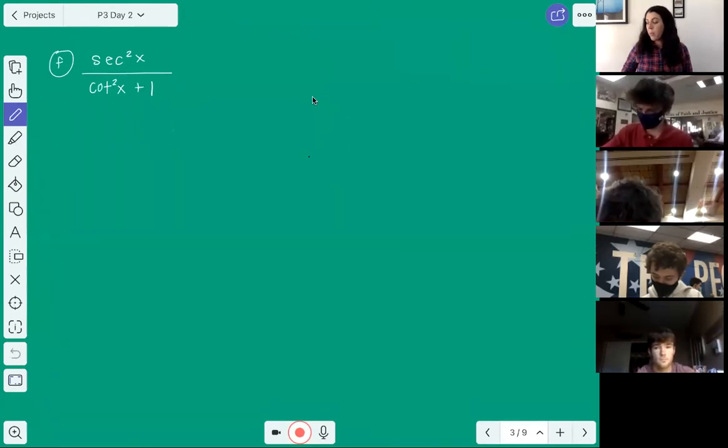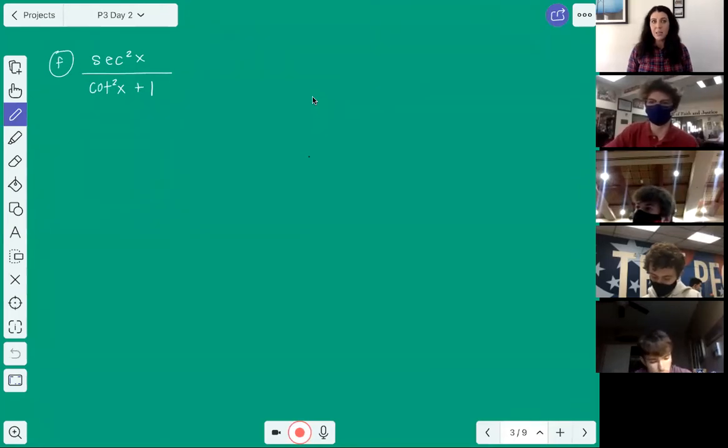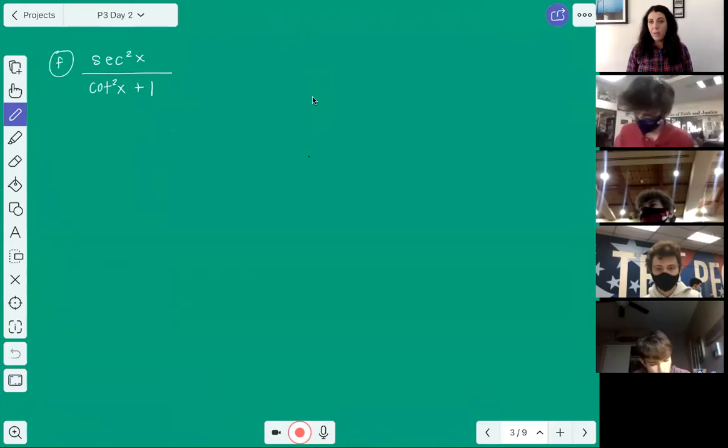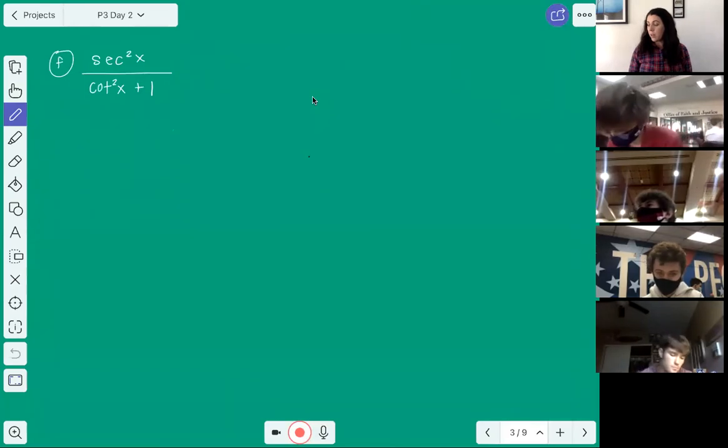One important thing to remember, you cannot split up a denominator. So this is not going to be the same as secant squared over cotangent squared plus secant squared over 1. Can't split up a denominator. If the addition was in the numerator and there was only one term in the denominator, then you could do that. You can't do it in the denominator.